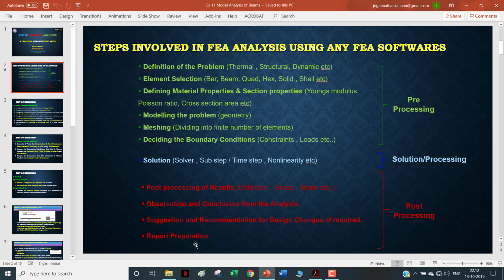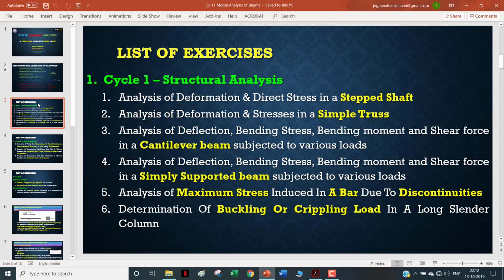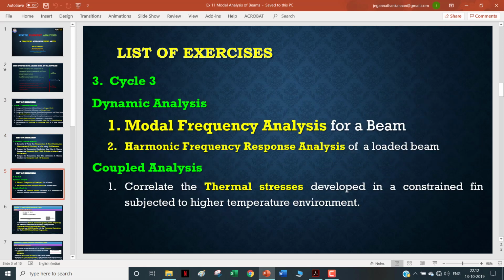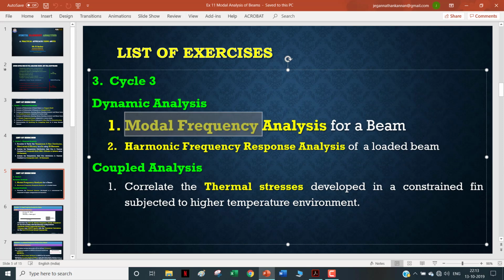So this is some of the work that we have to do. The majority of the work for analysis has to be done in pre-processing. So this is a series of video tutorials. We have already completed the structural analysis, so the link can be found in my YouTube channel, right? And we have also completed the thermal analysis. Now we are moving to the dynamic analysis, and in this video tutorial we'll be seeing about the modal frequency analysis for a beam, right?